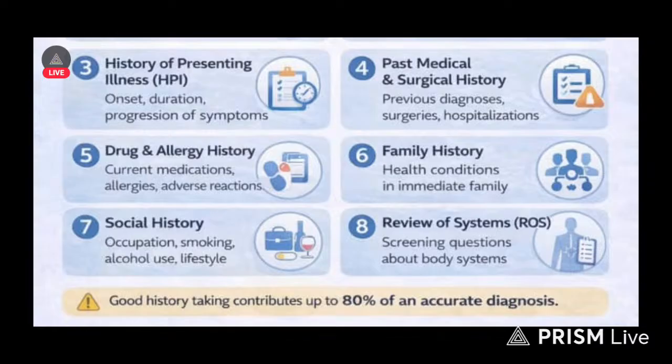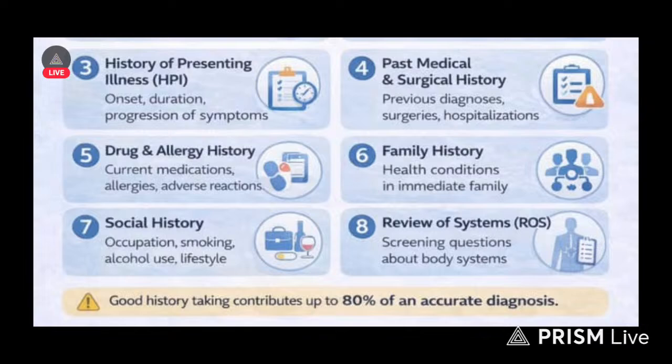Then we come to the social history. We ask them the occupation, we ask if they smoke, we ask if they drink alcohol. Then we also ask about other lifestyle things, what they like doing, or maybe their hobbies, because at one point these might impact the decisions they make on their health.